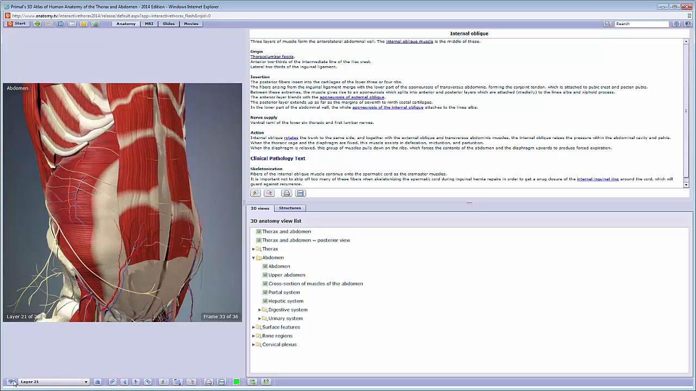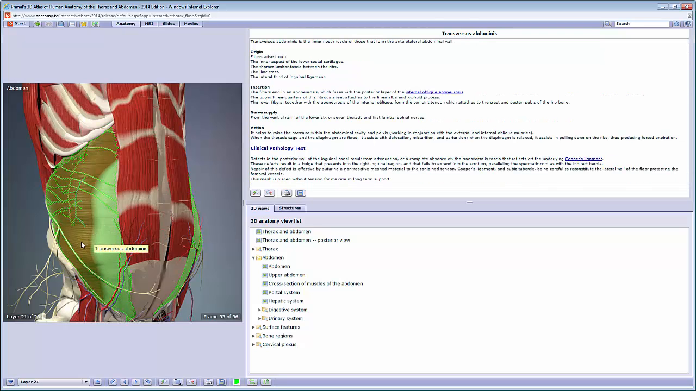Going one layer deeper, we can now see the transversus abdominis muscle. The fibers are running transversely. The fibers will actually end in an aponeurosis which fuses with the posterior layer of the internal oblique aponeuroses. The upper 3/4 of this sheath are going to be attaching to the linea alba and the xiphoid process.